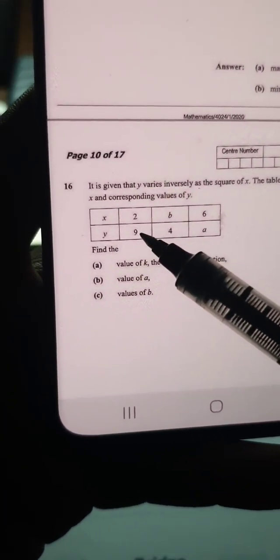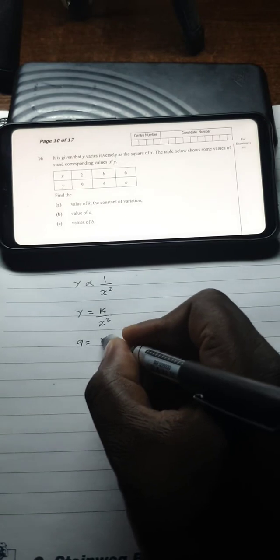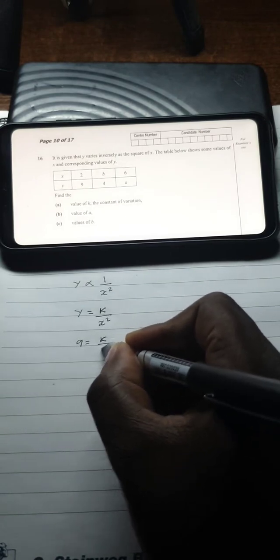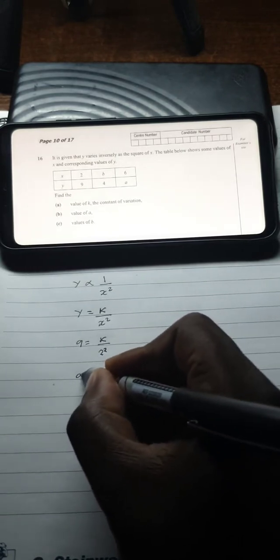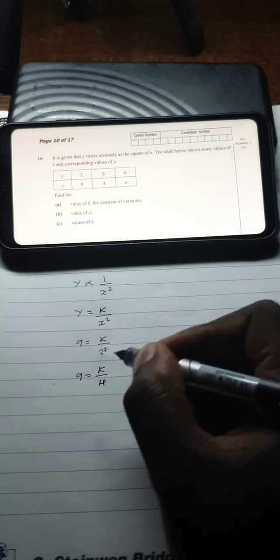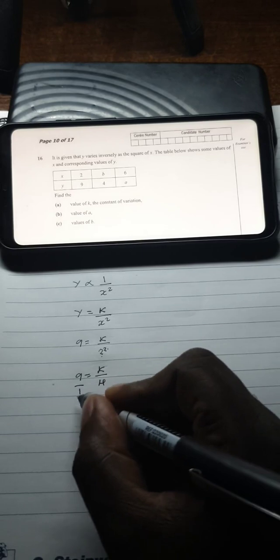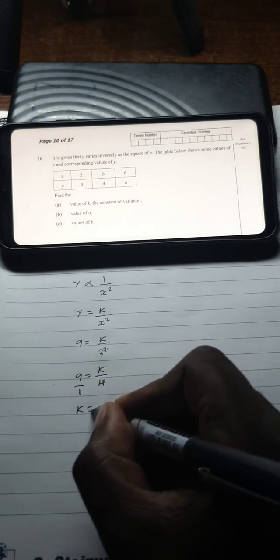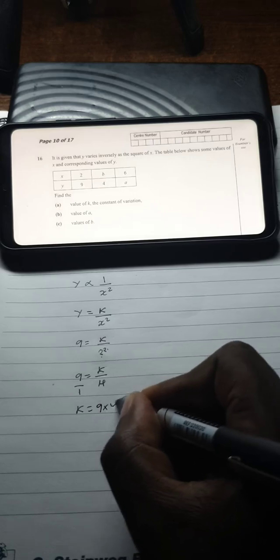So where there is y, I'll put 9. Where there is x, I'll put 2. Because we are learning together. 2 squared is 4. Cross multiply. 1 times k is k. 9 times 4.